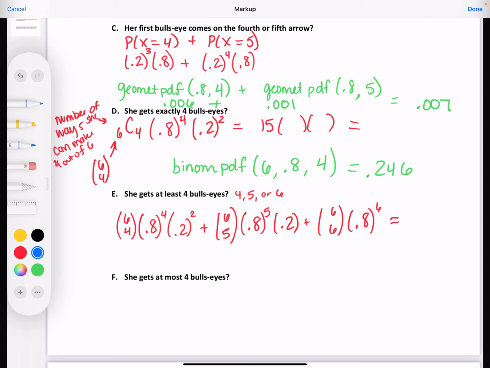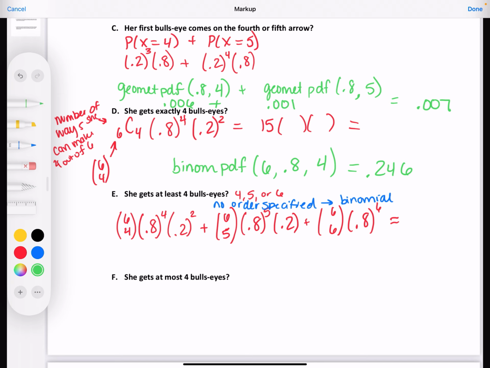And just something to note is that they did not specify an order. It didn't matter if she got 2, then missed, then got 2 more, and then missed, or whatever. So since no order was specified, we're using binomial. So if order matters, it's geometric. If order doesn't matter, it's binomial.